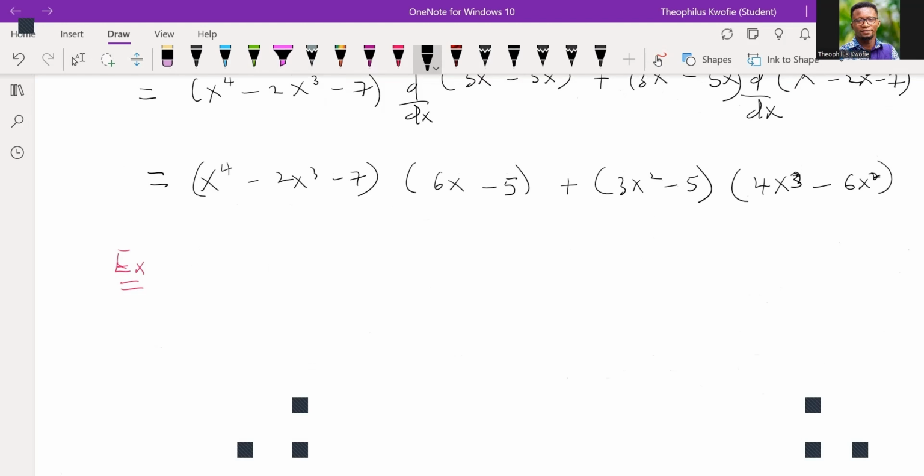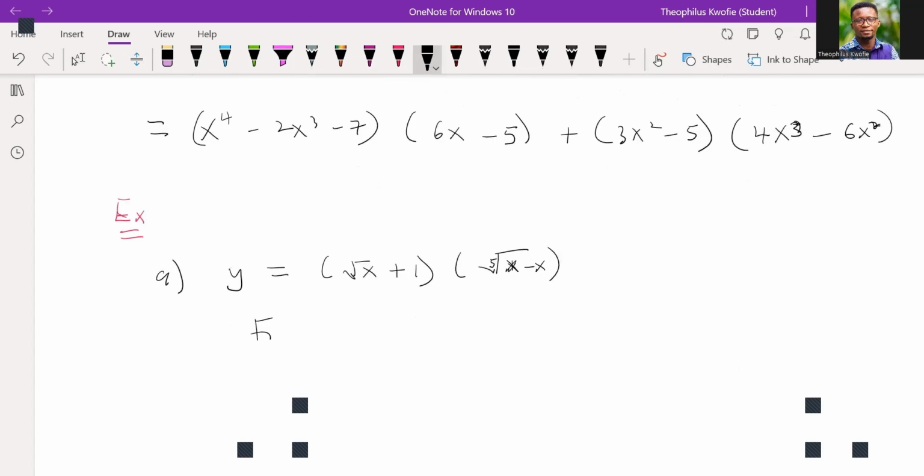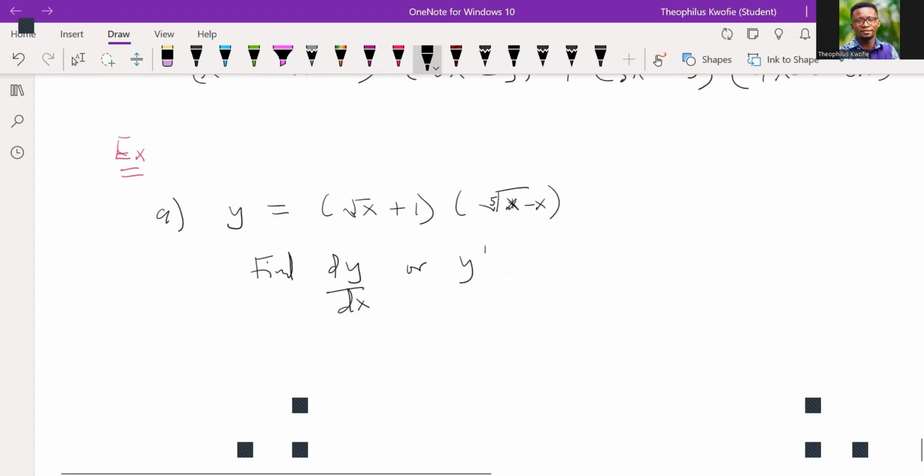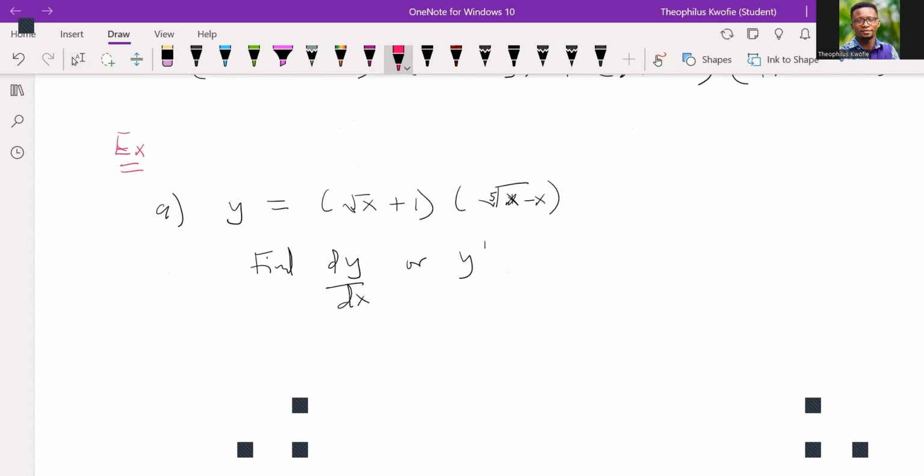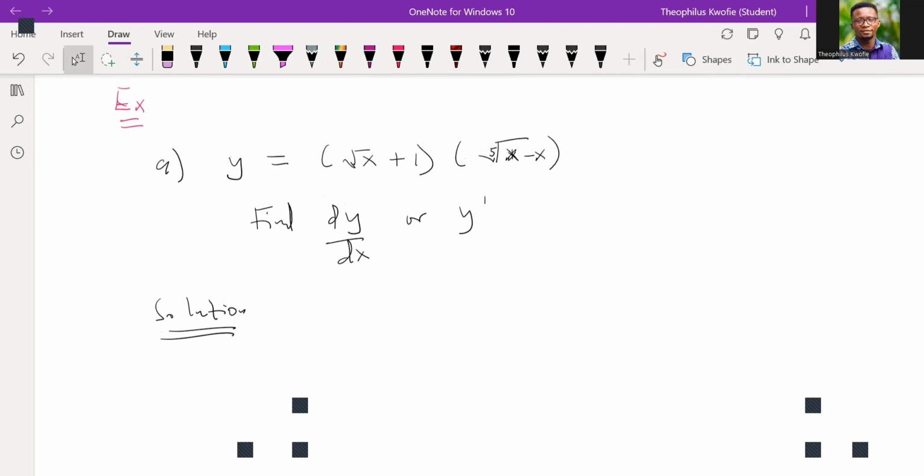What if I give you y equal to the root of x plus 1, times the fifth root of x minus x? Let's look at how best we can solve this. If I ask you to find dy/dx, which is the same as y prime, what do you think we will get? At this point, I want you to pause the video and try it out, and let's see what you get. By using the same principle, we do what we call the cover up, right?